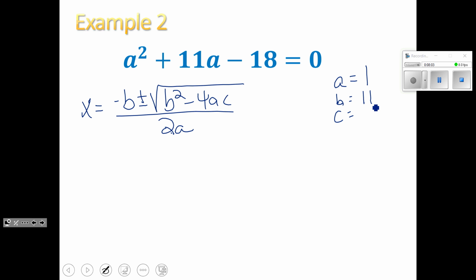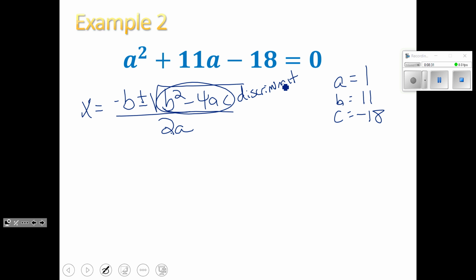11. Very good, Reed. And what would c be equal to? Negative 18. All right. Before going into the entire formula, I'm just going to work a small chunk of it first. So I'm going to work under the radical. We call this guy the discriminant. That's his name, the discriminant.